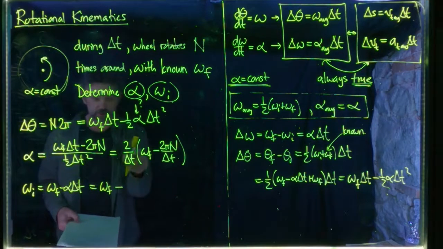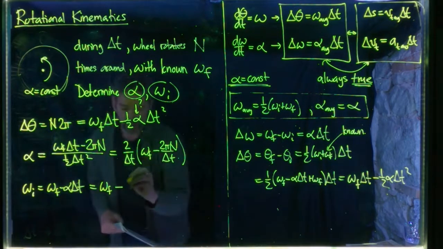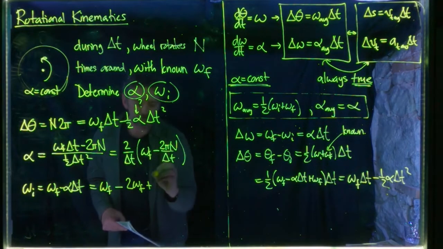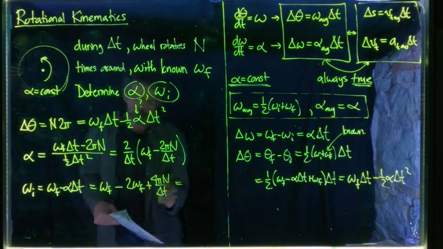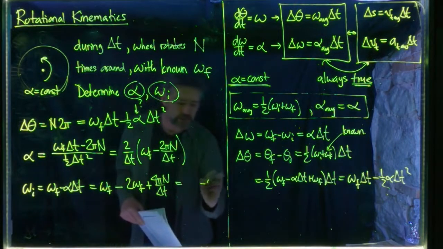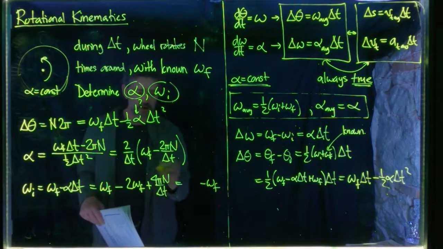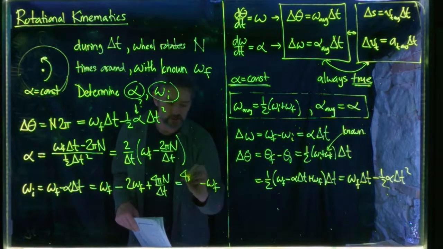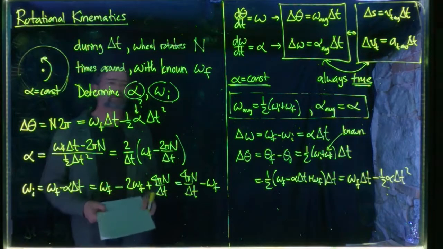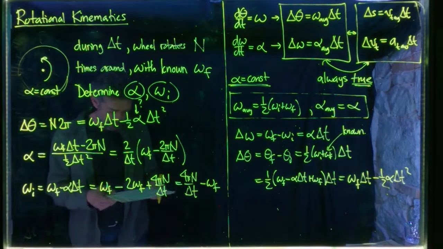Well, this is alpha. Multiply by delta t, it kills that one. So we have minus 2 omega final plus 2 times 2, which is 4 pi n over delta t. And so we have omega final minus 2 omega final, which is negative omega final, and we have a positive 4 pi n divided by delta t. Okay, and so then we're done. We figured out alpha, the constant angular acceleration, and we figured out omega initial.